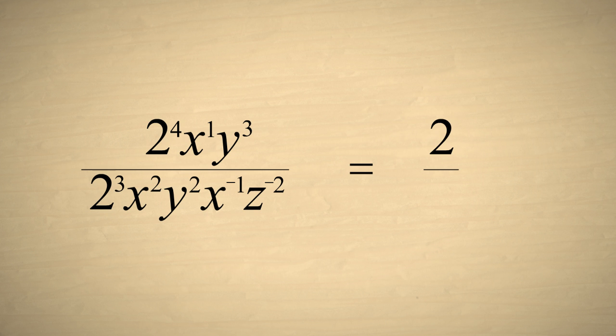Next, we combine the terms with a base of y. Subtracting the exponent of the denominator term from the exponent of the numerator term, we get y to the first power, or just y. Since there is just one term with the base of z, we add it to our simplified expression unchanged. However, since the z term has a negative exponent, we move it to the numerator and switch the sign of the exponent to positive. The expression is now written in its simplest form.